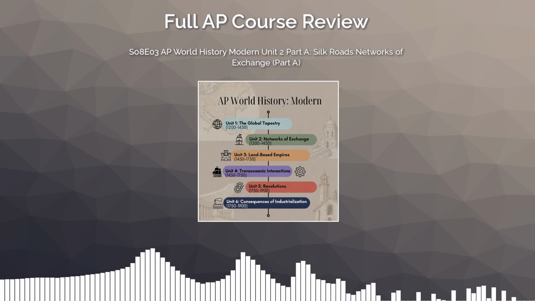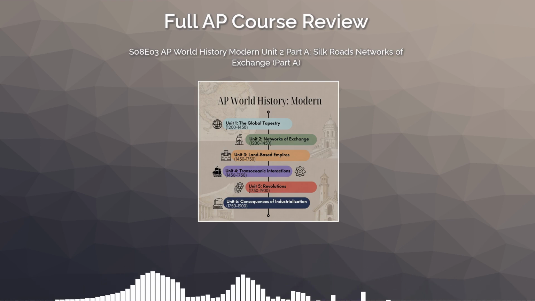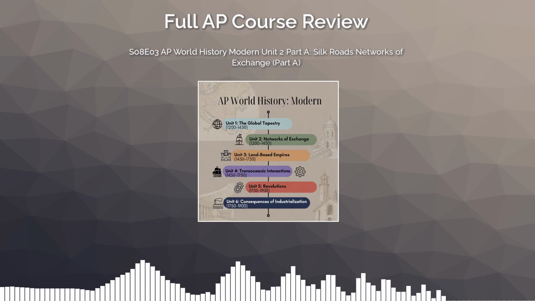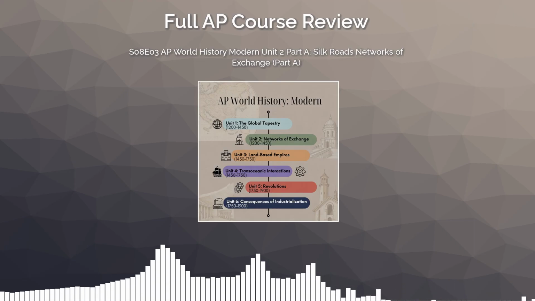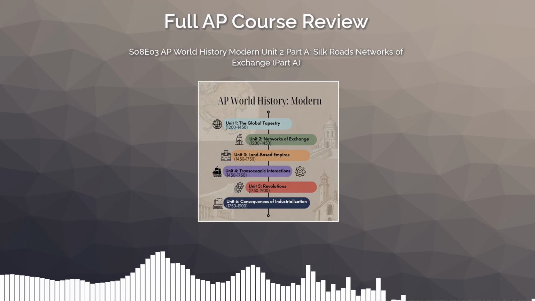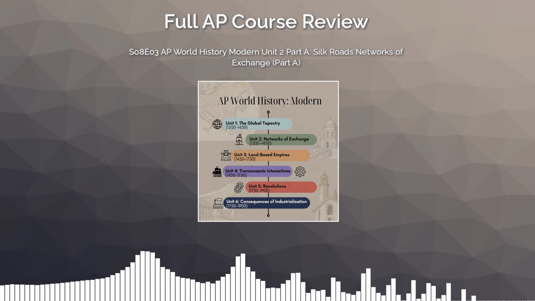Sailors using lateen-rigged dhows, those triangular sailed ships you'll see in AP documents, could navigate thousands of miles by reading the wind calendar. If an MCQ asks you why Indian Ocean trade was so extensive compared to Atlantic trade in the same period, your answer traces back to the monsoons.